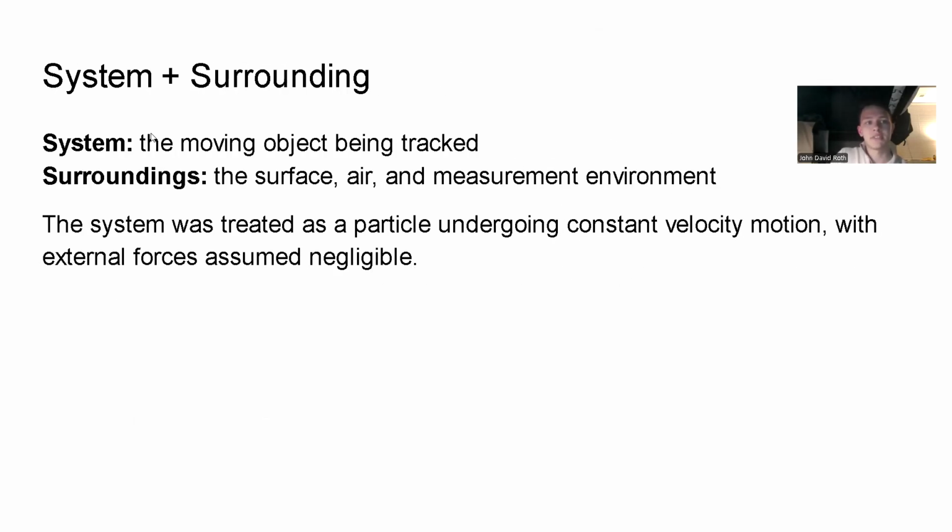So the system plus surroundings: the system was the object moving. The surroundings could be the table that the object was moving on, the surface, so frictional forces acting on it, and maybe some air. But the surroundings of the system were treated as negligible because they don't really make that much impact on an object.